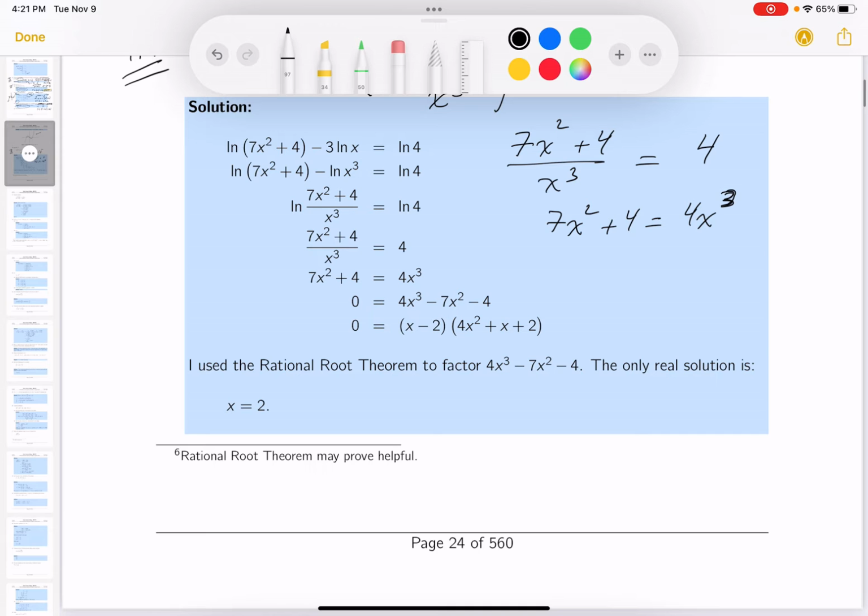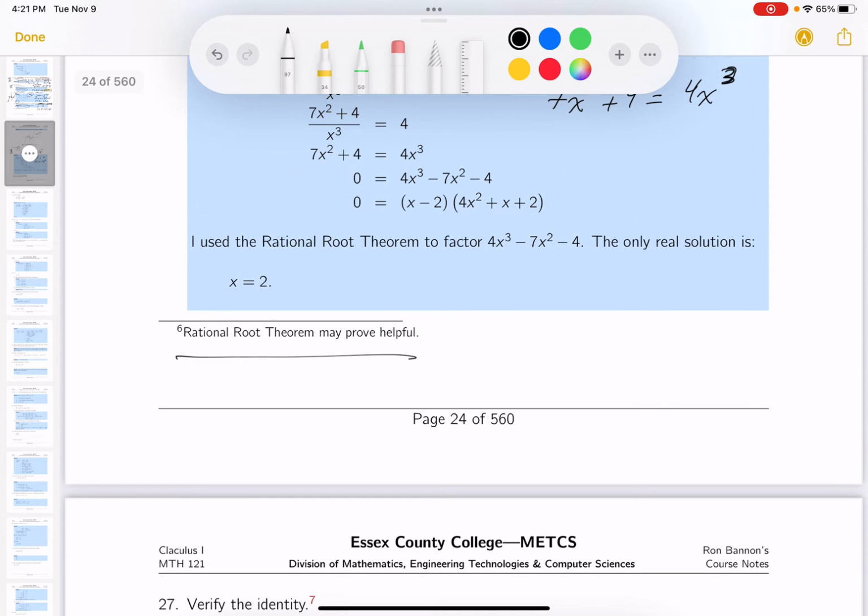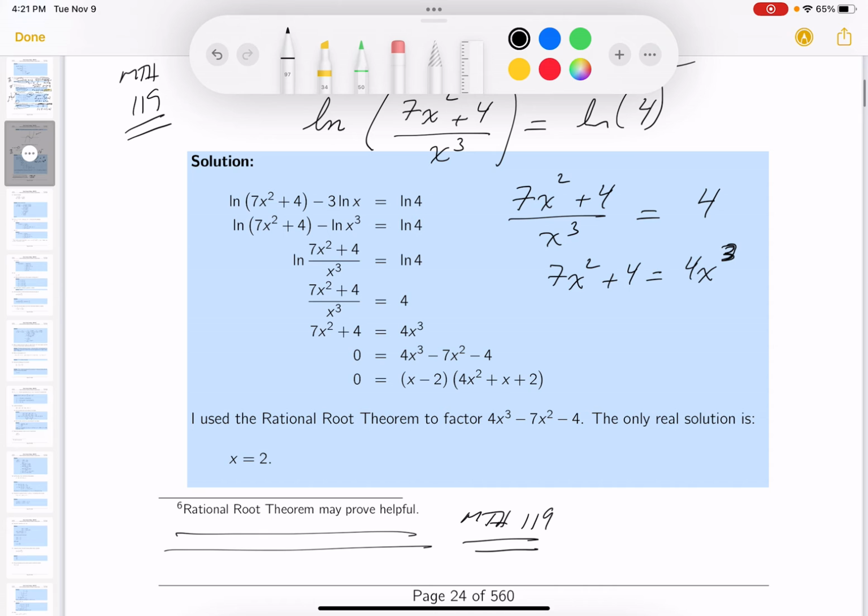So, by the way, there's a footnote over here. And I'm going to read that to you. I often put footnotes in my notes. It says rational root theorem may prove helpful. And the rational root theorem, it really was introduced at a very low level, like in Math 086, but they did not mention it as rational root theorem, but it's certainly formally discussed in Math 119. So I'm going to write this as 0 equals 4x cubed minus 7x squared plus 4.